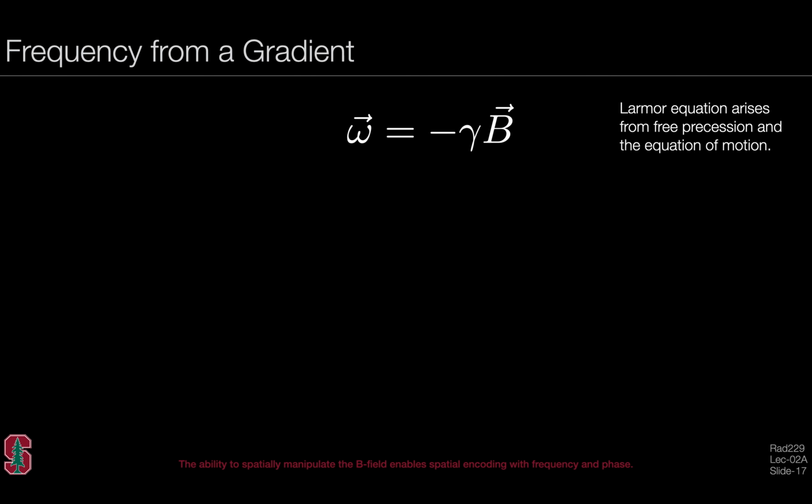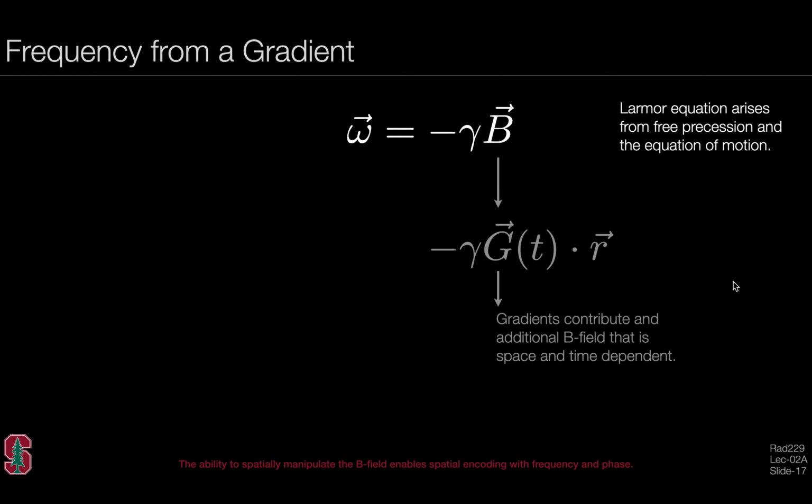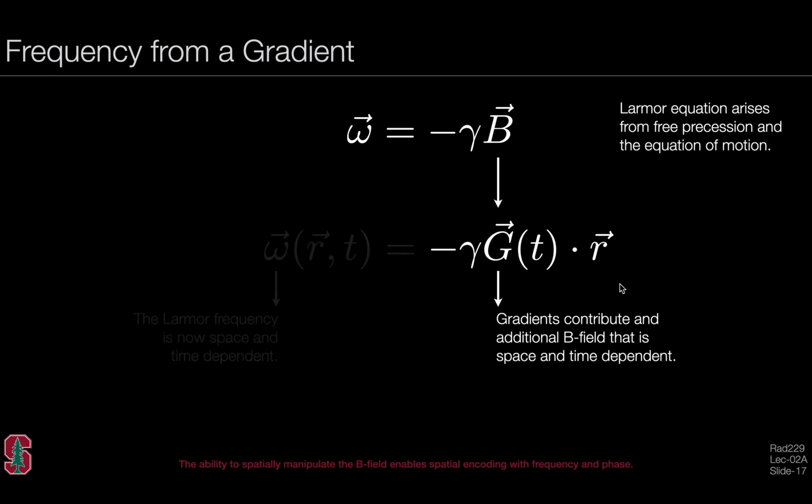So let's return to thinking about the Larmor equation and what happens when we activate magnetic field gradients. We remember that the Larmor equation arises from free precession in the equation of motion. In this case, we would need to substitute the applied magnetic field with the applied gradient field. Gradients contribute an additional B field that is both space and, in this case, also time dependent. Here we're thinking about things only in the rotating frame. And so this is the additional magnetic field that we need to consider when trying to evaluate what happens to the frequencies of the spins.